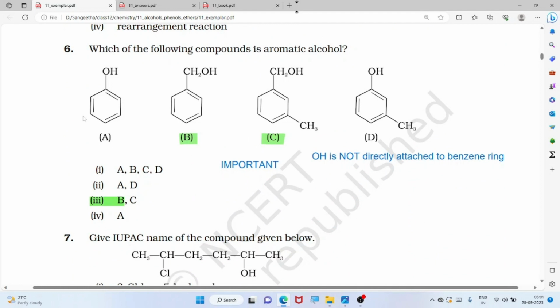Which of the following compounds are aromatic alcohols? In an aromatic alcohol, the OH is not directly connected to the benzene ring. Here the OH groups connect directly, so they are not aromatic alcohols. These two are the aromatic alcohols.